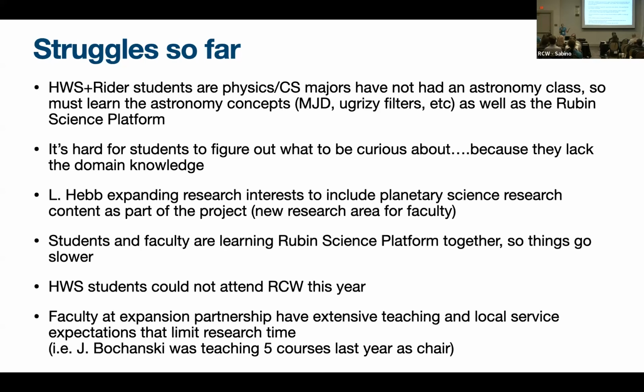As part of this project, I decided to expand my own research interests and get interested in asteroids and planetary science, because a lot of my students come in thinking about astronomy in the solar system, not astronomy beyond that. So I've been entering a new area of research as well. I'm not as familiar with it, so I can't support them in the same kind of way, and I am also learning the Rubin Science Platform with the students. So again, things are going more slowly.